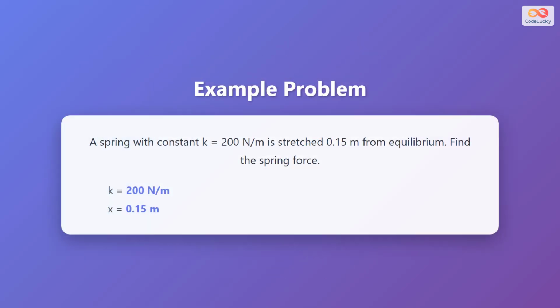Let's work through a practical example to see how Hooke's law is applied. A spring with a spring constant of 200 newtons per meter is stretched 0.15 meters from its equilibrium position. We need to find the spring force. We're given k equals 200 newtons per meter and x equals 0.15 meters. Now we can plug these values into Hooke's law to find the force.